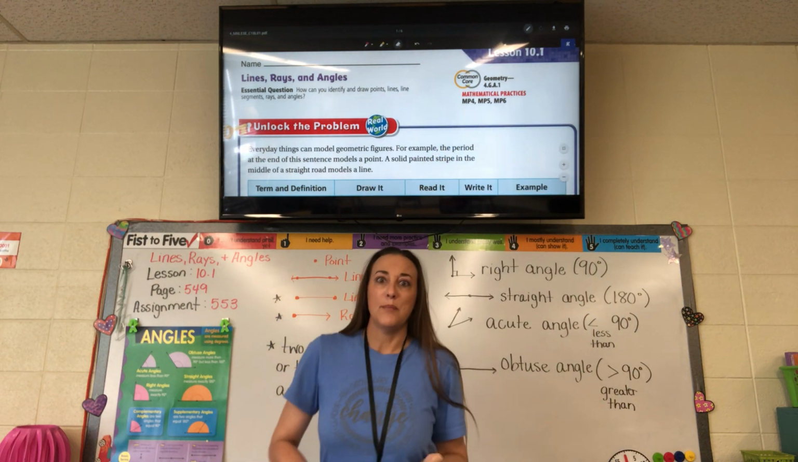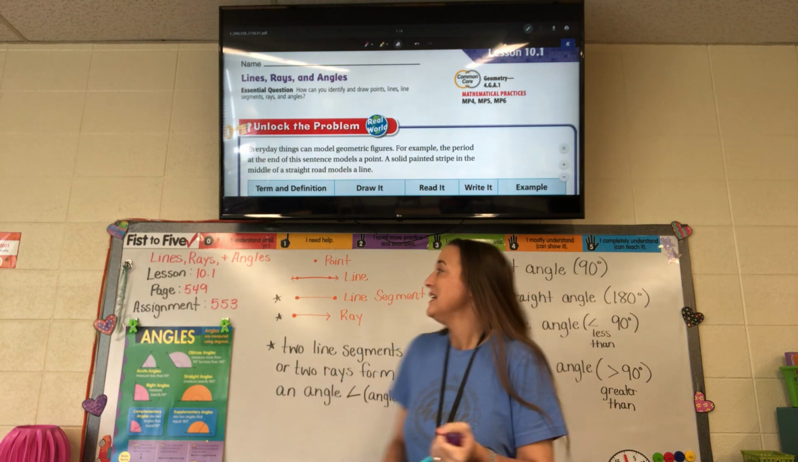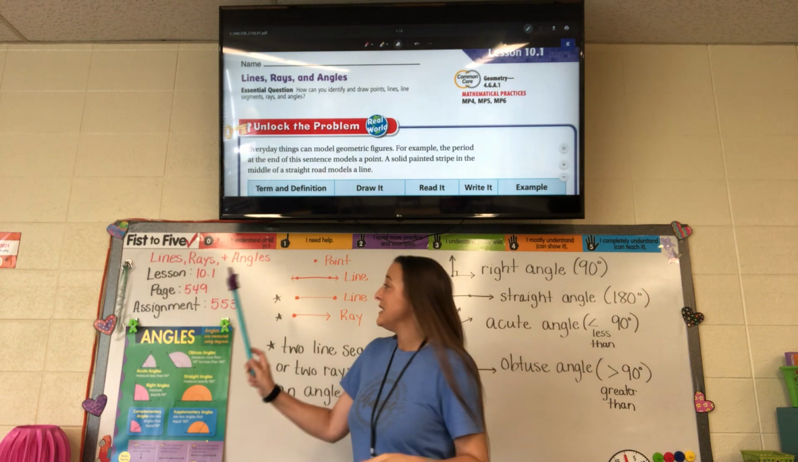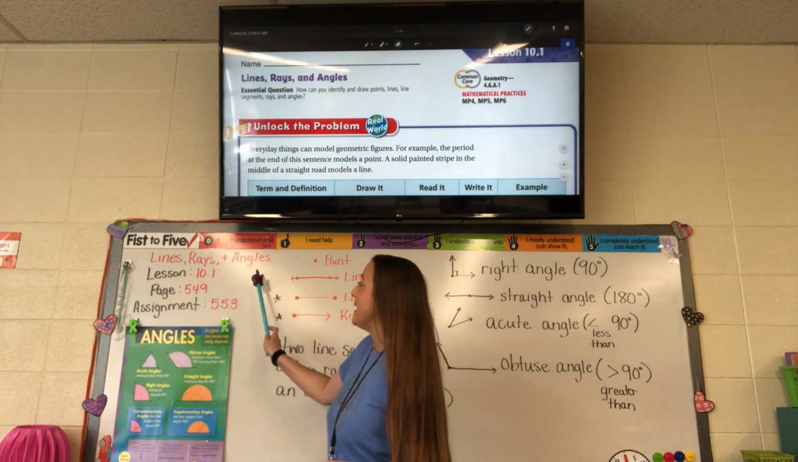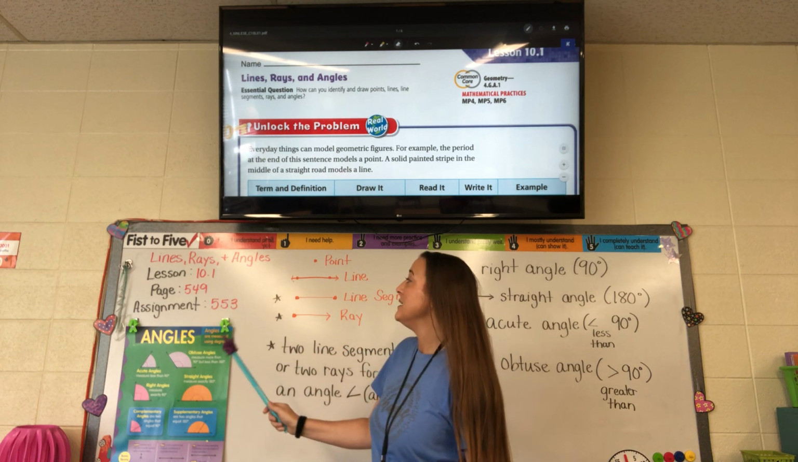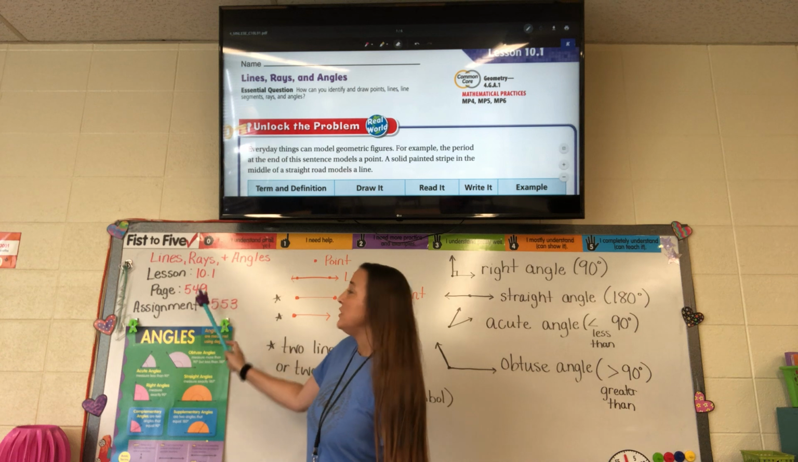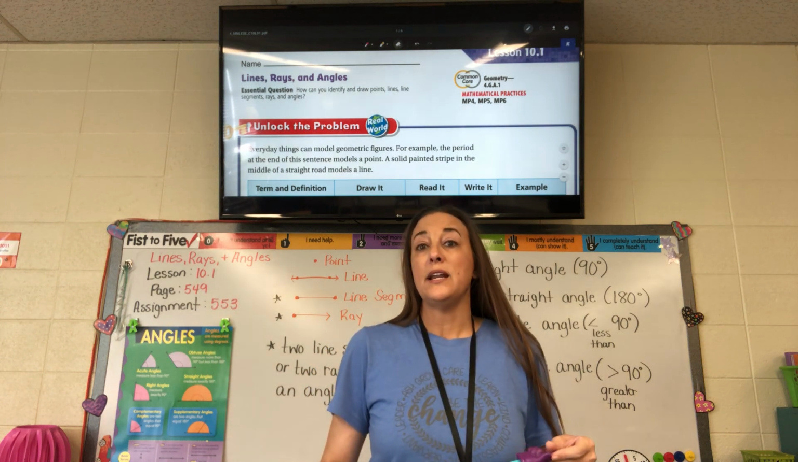We're starting with geometry today, which is so fun. The name of the lesson is Lines, Rays, and Angles. It's lesson 10.1, and you need to turn to page 549.